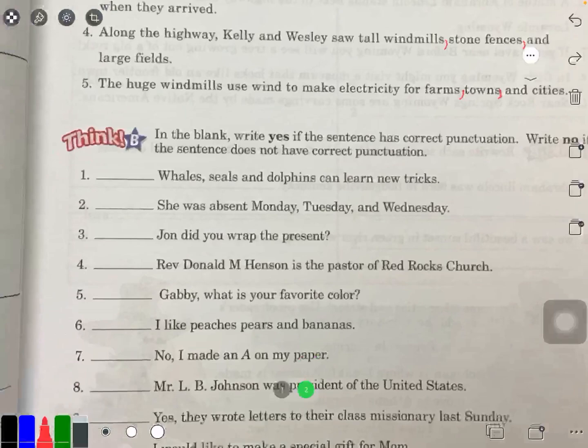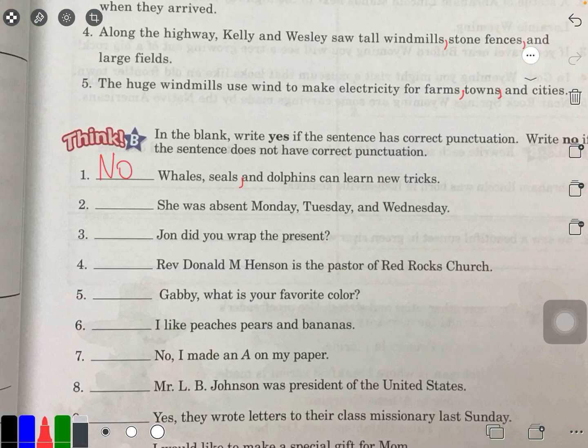Whales, seals, and dolphins can learn new tricks. So that's number 1. Whales, seals, and dolphins can learn new tricks. I am listing animals, and I'm glad they put a comma after whales, but they do need a comma after seals. So this is not using the comma rule correctly.